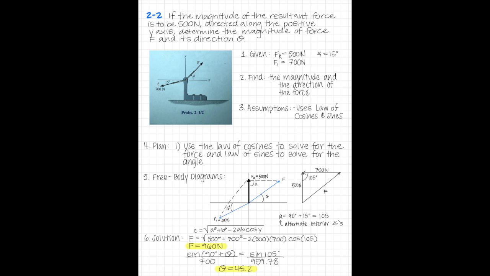So first we start out by identifying our givens, which would be the force of the resultant, which is 500 newtons, and we are going to label that on the drawing over here. Fr equals 500 newtons. In addition, we are given F1 equals 700 newtons, and we can label that on the drawing, F1, over here. And we're also given an angle between the x-axis and the third quadrant, which is 15 degrees. This then leads us to step 2 of the problem, which is to determine what we are going to find.